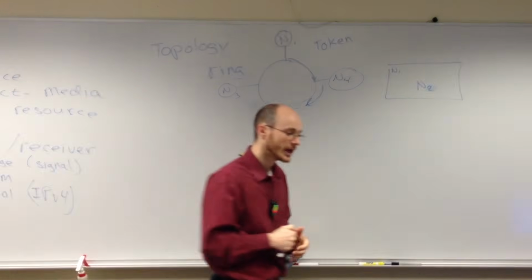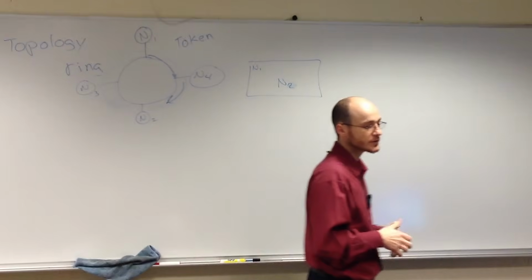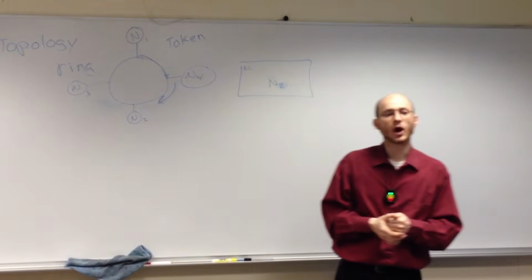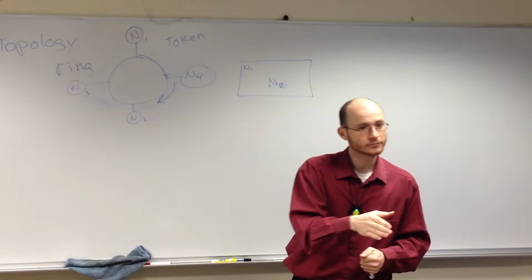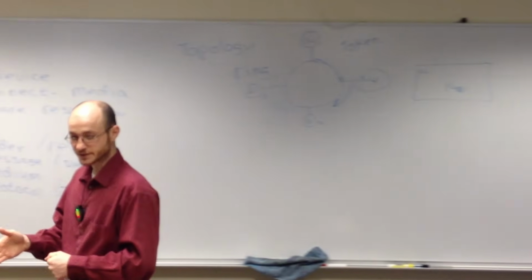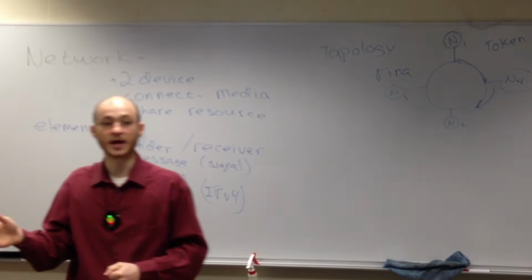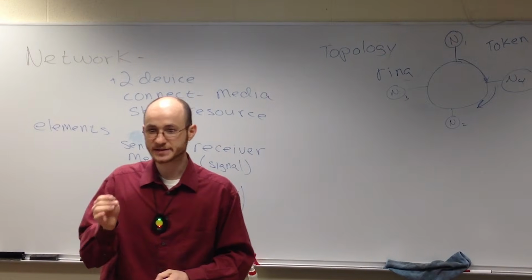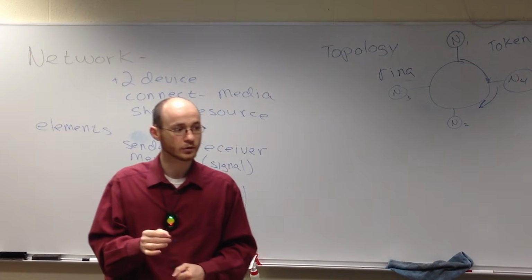This is a logical behavior. Why do we do it this way? Why do we have roundabouts versus stop signs versus traffic lights versus intersections without any kind of control? And that's the key here. This is called media control.